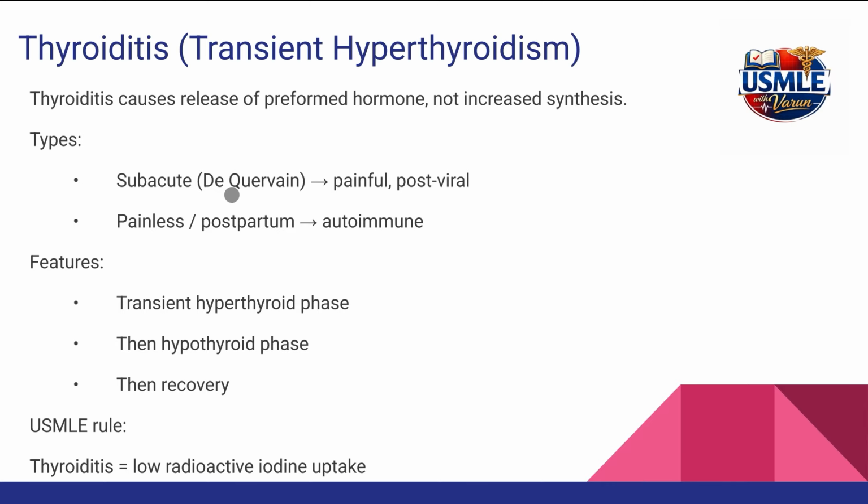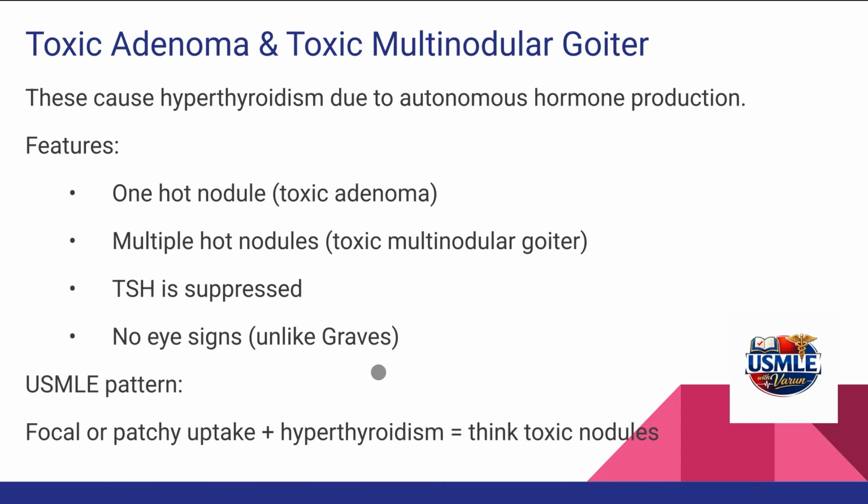The types of thyroiditis include subacute, which is painful and post-viral, also called de Quervain thyroiditis, whereas painless and postpartum thyroiditis are due to an autoimmune condition. The features of thyroiditis include a transient hyperthyroid phase, followed by a hypothyroid phase, then followed by recovery. So thyroiditis leads to low radioactive iodine uptake because of leakage of hormone.